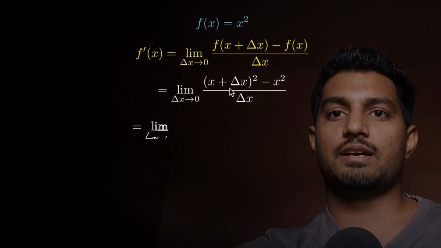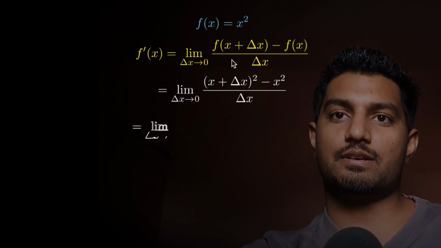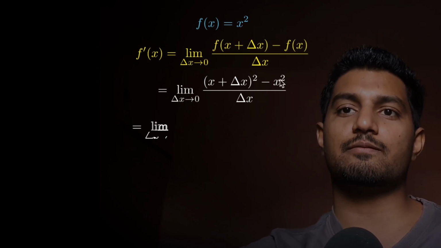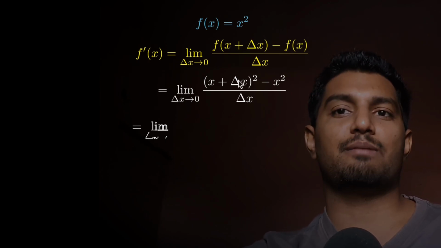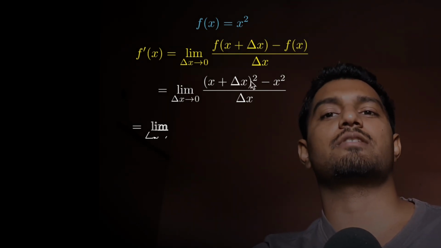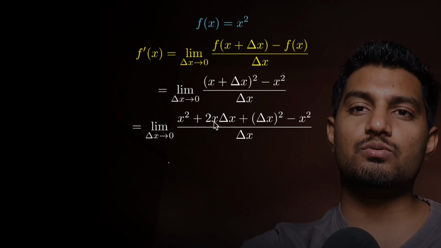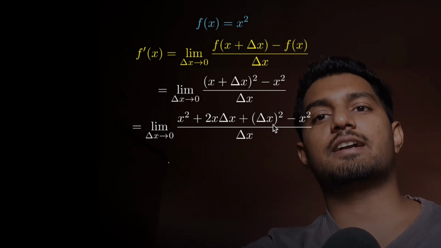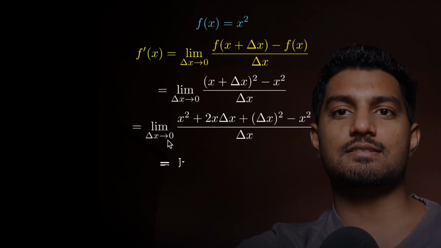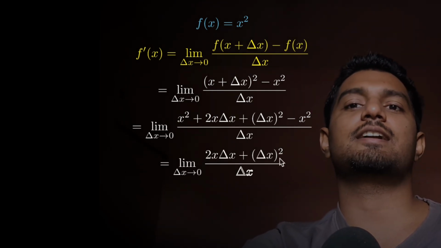So this becomes the delta input, x plus delta x, and I'm replacing f with x square. So this will become x square, and this will become (x plus delta x) whole square. This looks very similar to the (a plus b) whole square thing, right? And if you solve this, it will become x square plus 2x delta x plus delta x square minus x square. So if you see, minus x square gets cancelled, and we are left with 2x delta x and the delta x square.